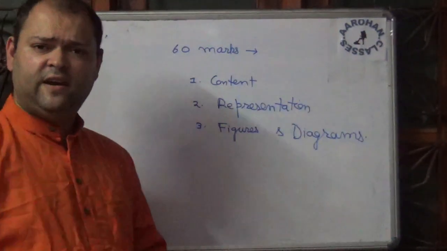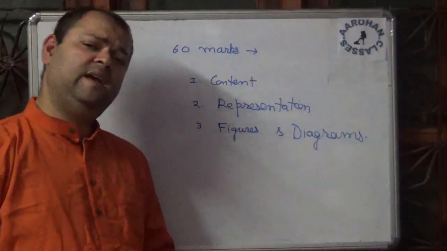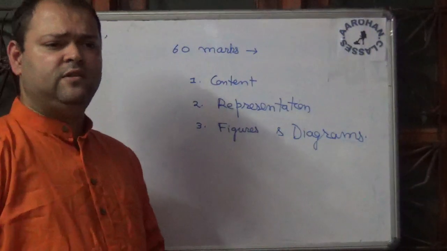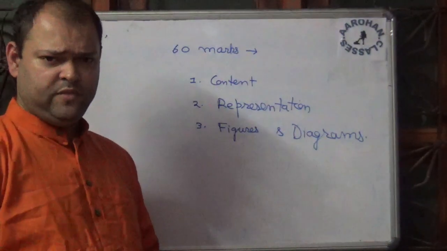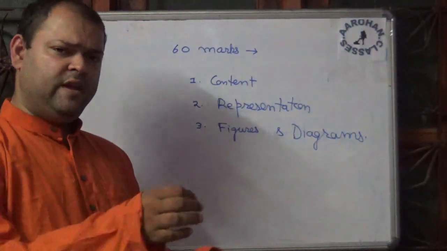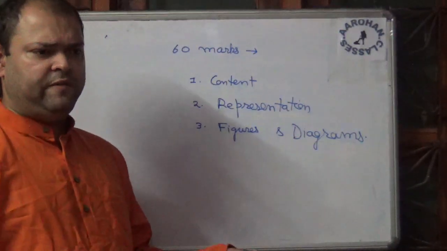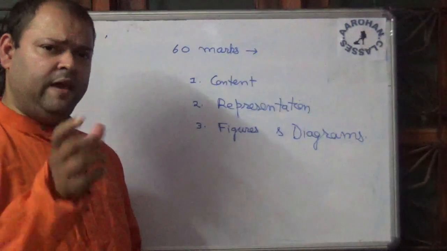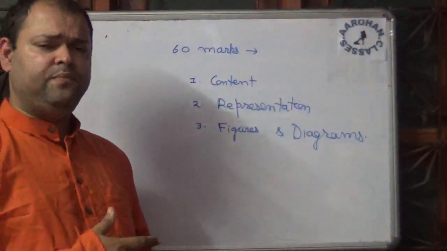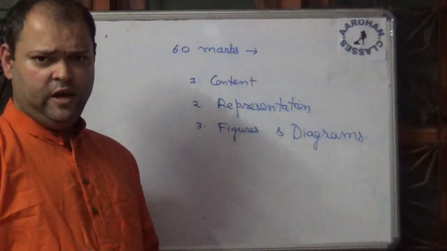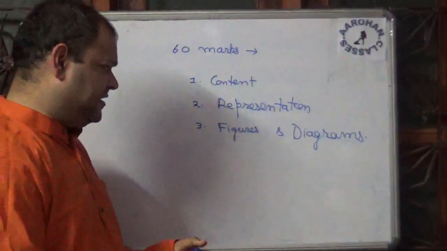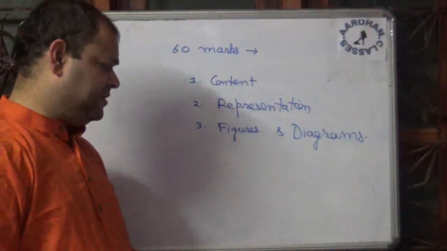Third, figures and diagrams. What do you mean by figures and diagrams? Suppose you have been asked what is the reason for a particular thing, a 60-mark question. So what you have written, there are 4 different types of reasons: cultural reason, political reason, whatever. The same thing you can present in a neat diagram. It may be a tree-type hierarchical diagram or a circular type of diagram. I'll give you some examples.